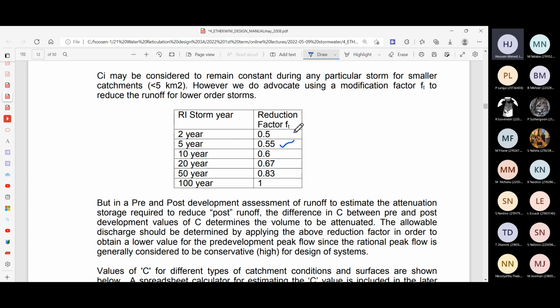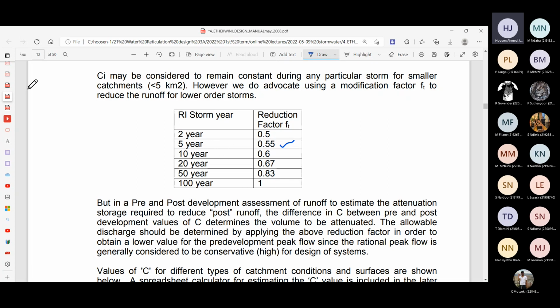So we now know that the reduction factor for that 1 in 5 year return period is 0.55. They don't have a value for 1 in 3 years, so you would have to interpolate between these two values, if you want to actually correct the design that they have produced in this calculation. But we'll continue because the example is based on a 1 in 5 year, so we'll continue with using that value there. So having done that, we can then proceed. We then have to decide.